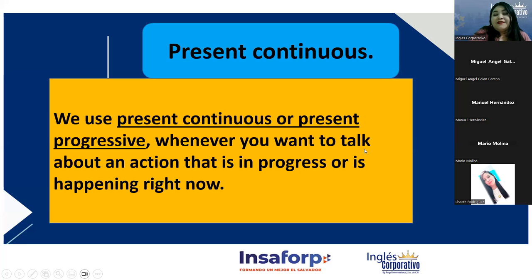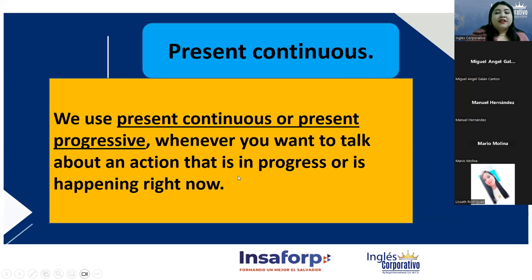When you want to talk, present continuous or present progressive. Whenever you want to talk about an action that is in progress or is happening right now. Perfect. Thank you. Exactly. That's correct. Justamente, Mario, ese es el continuo, right? Progresivo continuo es lo mismo y usualmente se utilizan ambos términos. Así que, correcto, Mario. When you have an action that is in progress. Simple as that. All right?